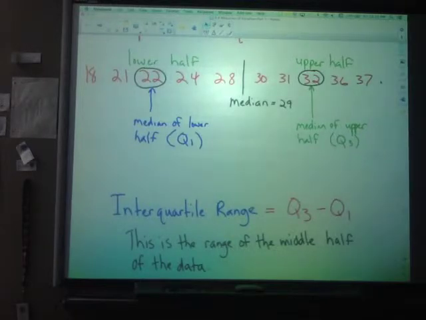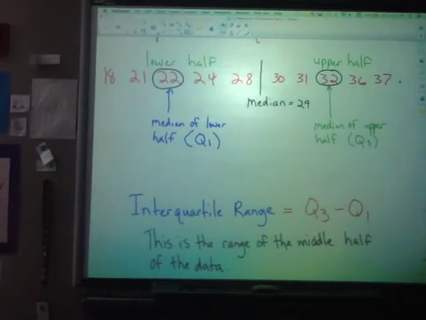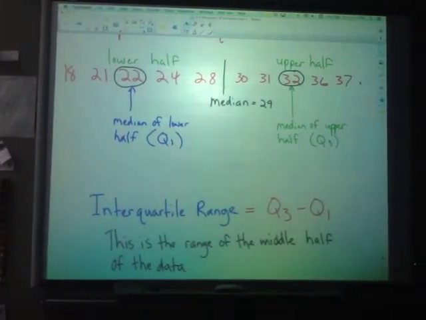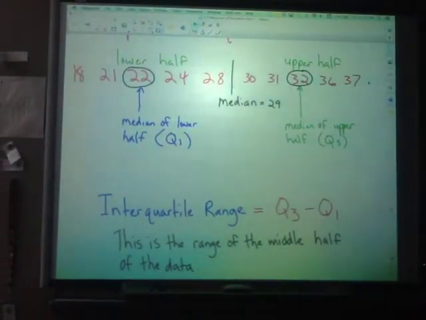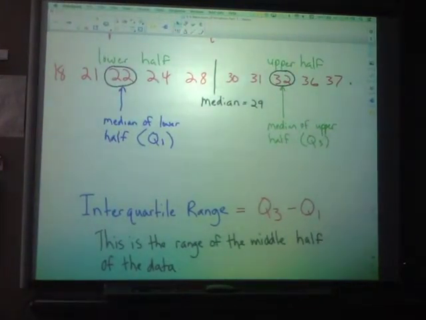Also notice on the upper half that the median of my upper half would be 32. I circle that number as well. Down below, the 22, I've got a blue arrow there pointing at it. That is the median of my lower half of numbers. And notice in parentheses there, I put Q1. You're going to see a lot of those Q's and a 1 or a 3 over the next couple of weeks. Okay, so that is Q1 or quartile 1.